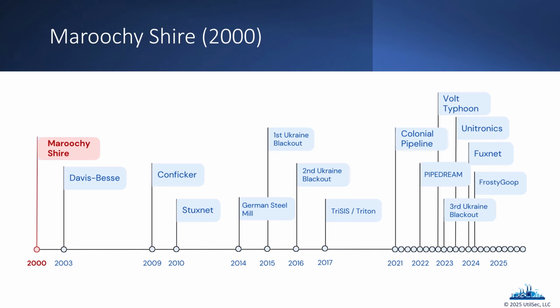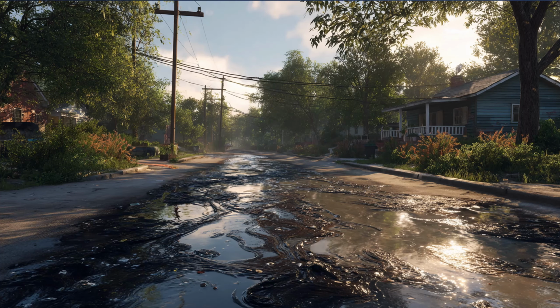So we talk about Maroochy Shire, which is interesting because, again, it was not only a disgruntled employee that understood how the environment worked, so he had that specialized insider knowledge, but he had also stolen specialized equipment that he could use as he just drove around town to connect into these pumping stations to be able to do things like open up gates and release sewage into creeks and into streets. So it's a really interesting case.